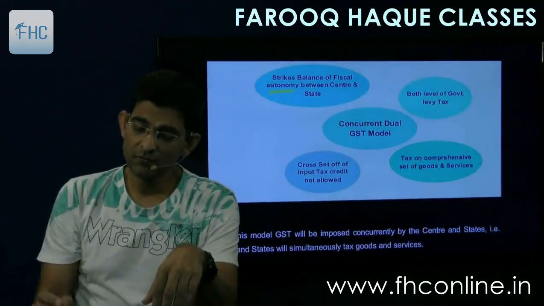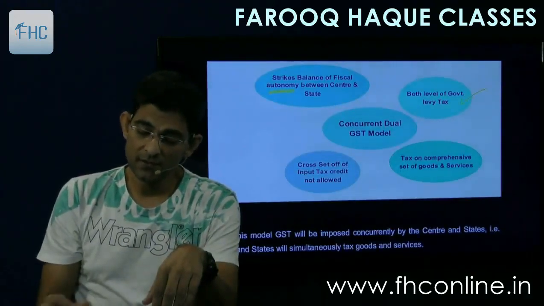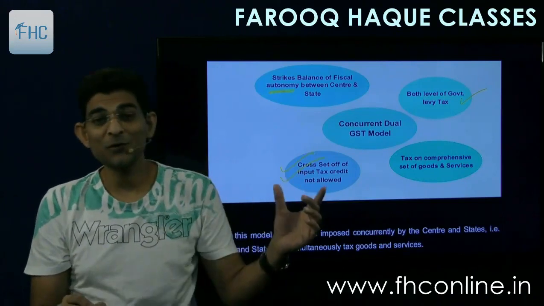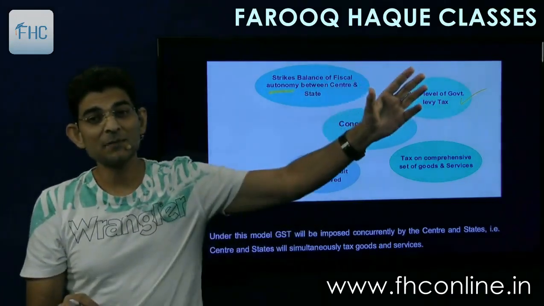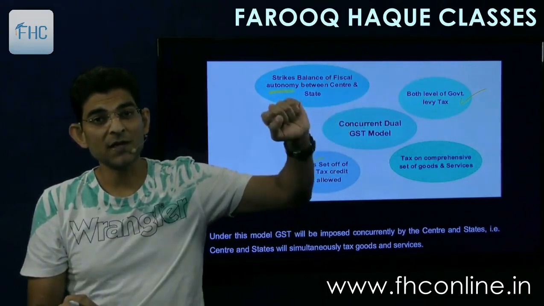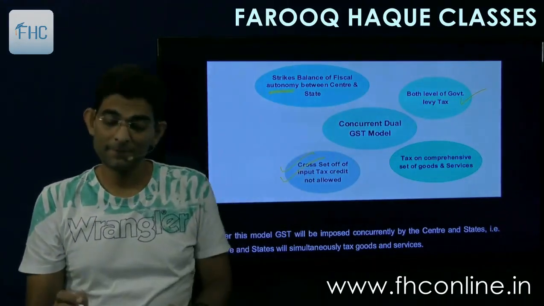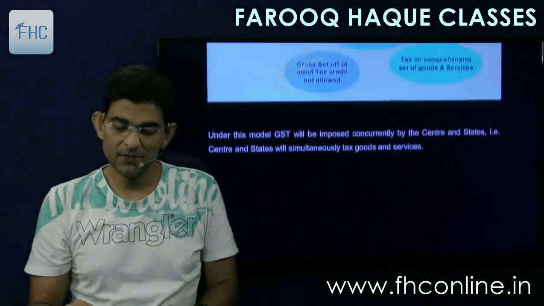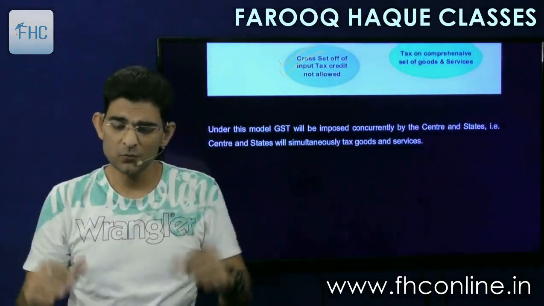Then both levels of government levy tax and cross set off of input tax credit is not allowed. I'll tell you, this is the main problem. Cross set off is not allowed. Means if you have paid tax in Maharashtra state tax, you cannot set it off against Gujarat tax. And tax on comprehensive set of goods and services means both charge on both goods and services.